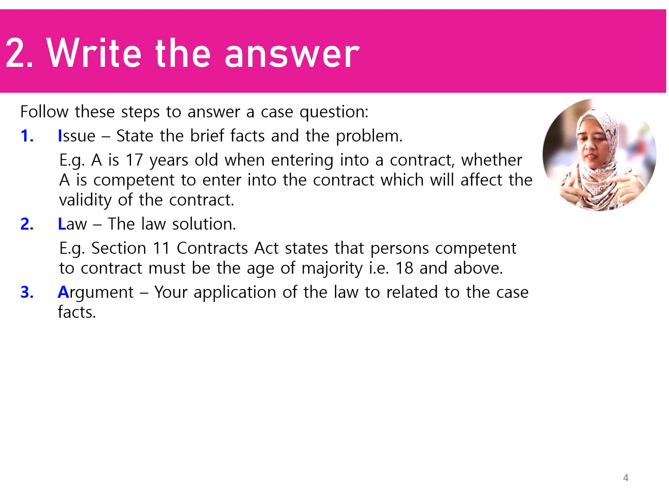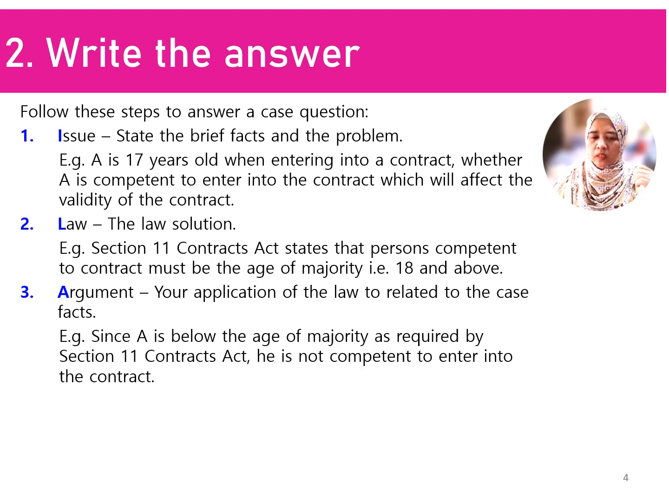For the law, you go to, for instance, a section of the National Land Code, or the exclusive right and enjoyment of a landowner under Section 44, for instance. That can be used as a law solution, and then you try to link together the solution and the problem just now. Show how to solve the problem by using the law solution. It could look something like this: since A is below the age of majority as required by Section 11 Contracts Act, he is not competent to enter into the contract. So you see what is being done: putting the law solution, Section 11 Contracts Act, within the situation, which is that A is below the age of majority and not competent to enter the contract.